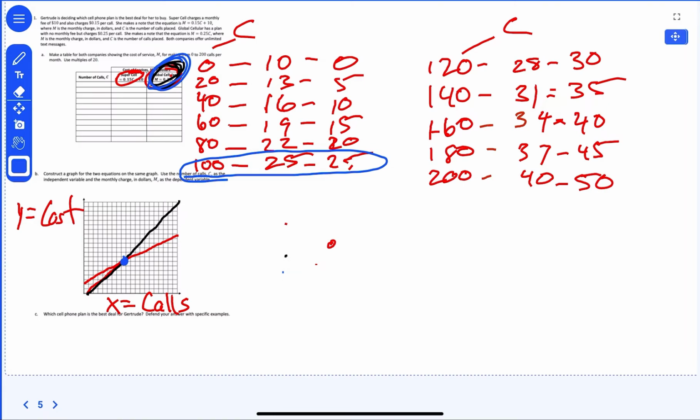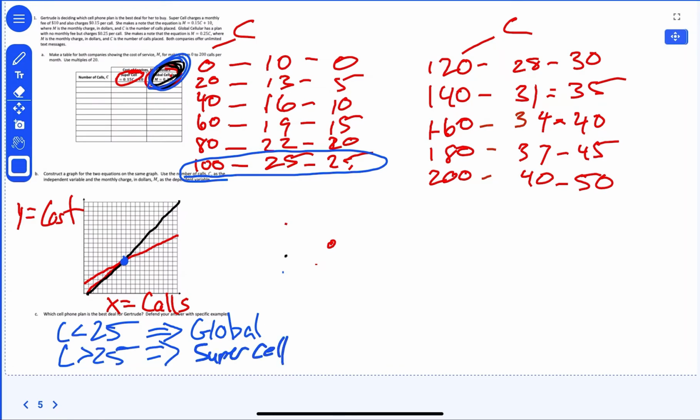And so that's what C is saying. If you make the calls less than 25, you want to go with global. If you're going to make calls greater than 25, more than 25 calls, you want to go with supercell. Okay? Everybody see that? Everybody good with that?